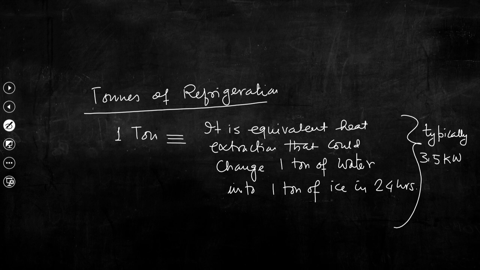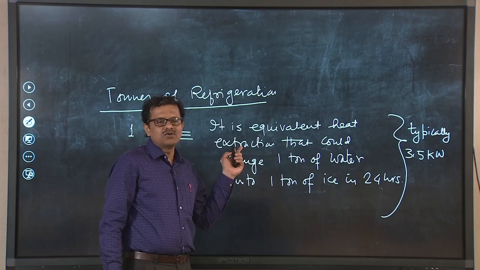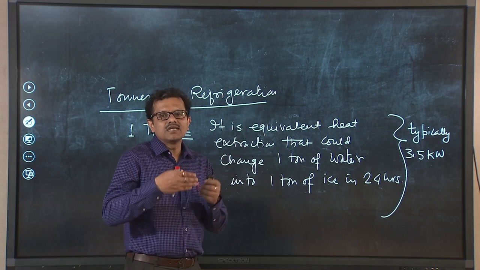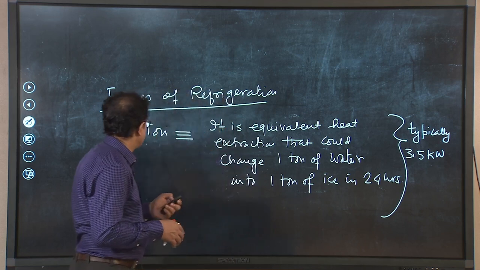In other way, you also can define it, this is equivalent heat transfer from the surroundings that is equivalent to convert 1 ton of ice into water in 24 hours. So, this is basically 1 ton of refrigeration. Why is it important? Because in most of the refrigeration units, this unit is typically used to denote the capacity of that particular unit. So, this is 1 ton.